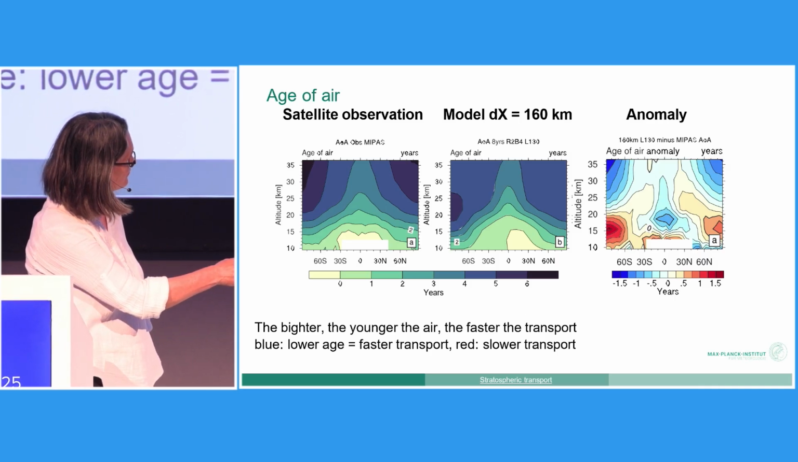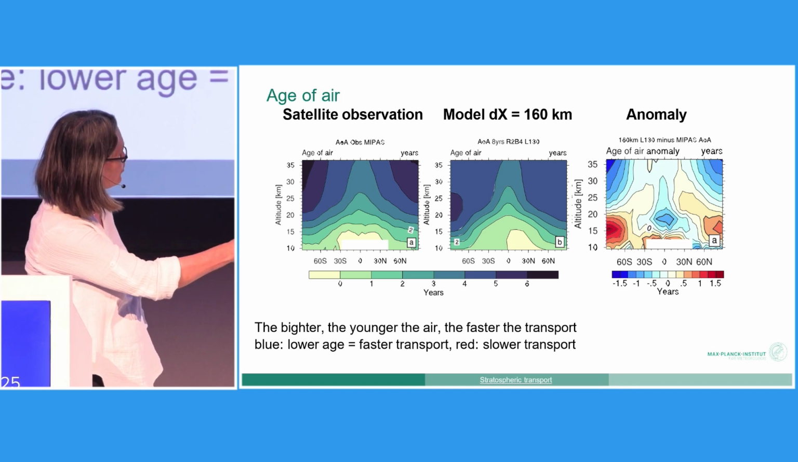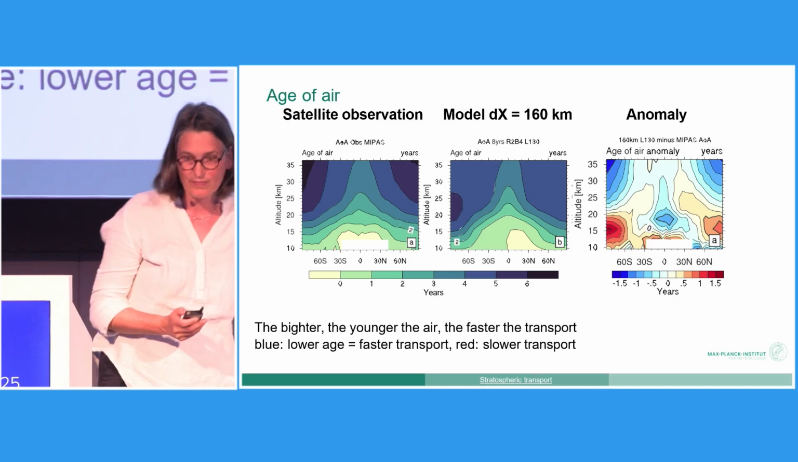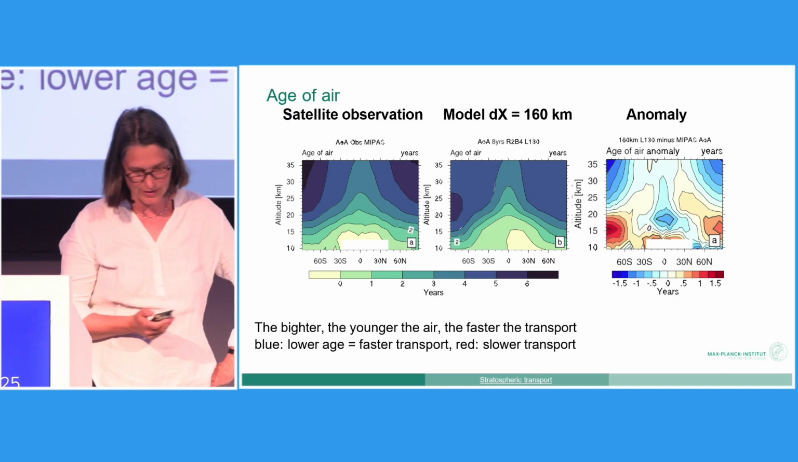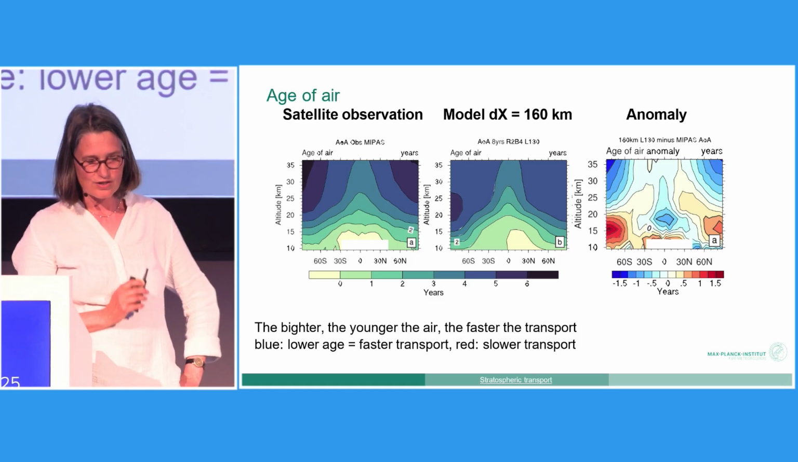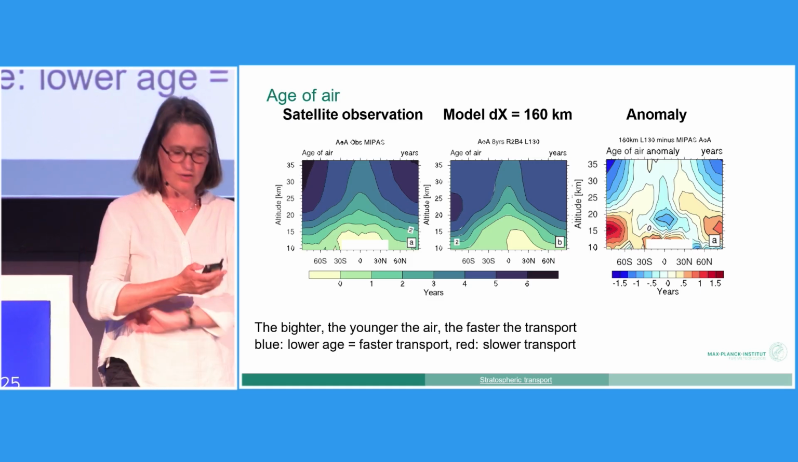This is the main transport region here. This seems to be quite okay. And then we have a very slow transport toward the poles. I must admit, I'm not really sure what's going on here. But overall we see the transport is slightly too fast, but not too bad.